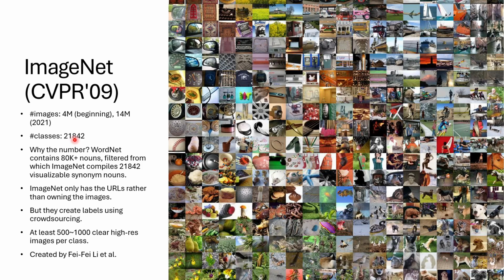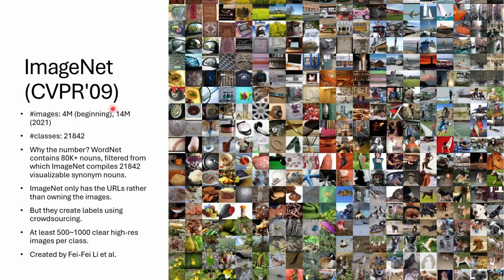classes in ImageNet. So once they have those 21K nouns, they use search engines. In 2009, Google and some other search engines were very well developed, so they could collect a lot of images from the internet. However, they don't own the copyright of those images, so they only collect the URLs of those images. Then their next step is to label them.